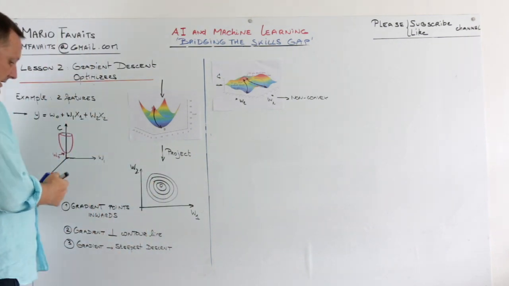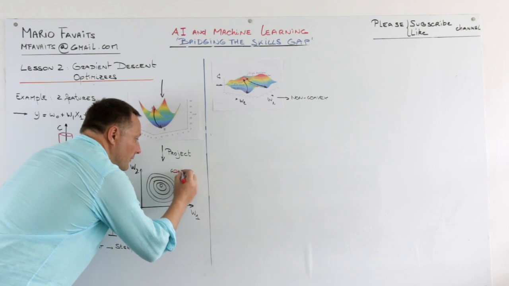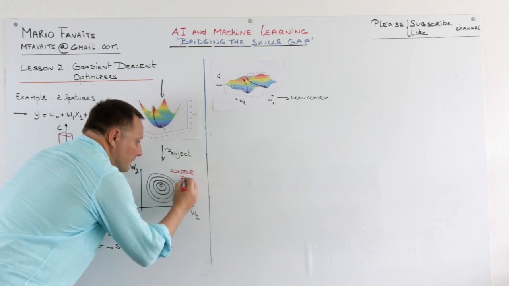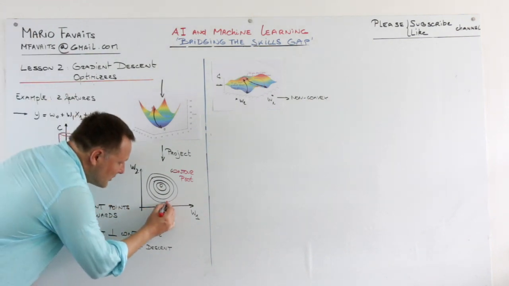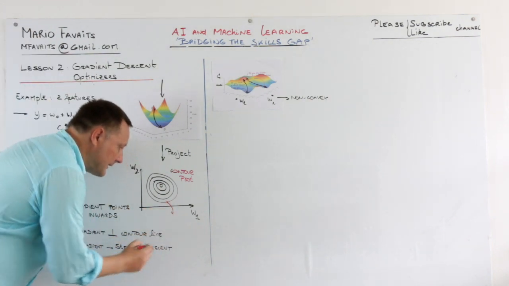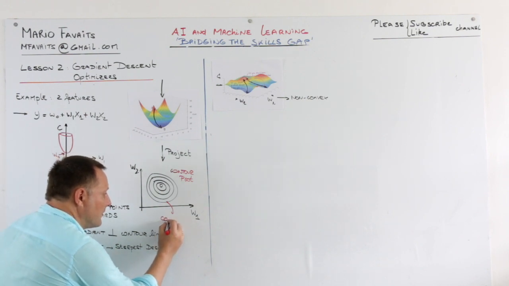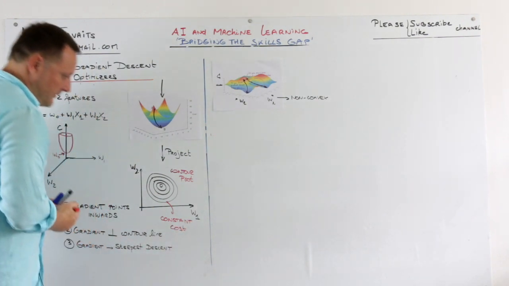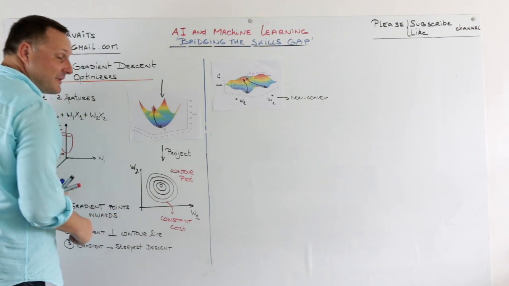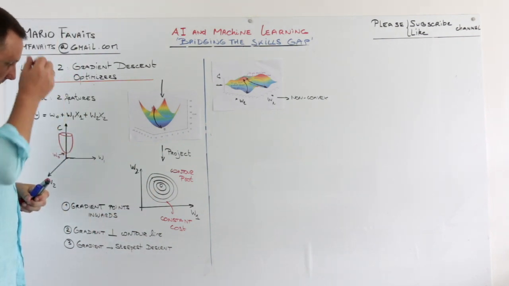And this we call the contour plot. Such a line gives a constant cost. So each of these circles represents a situation where the cost is constant.